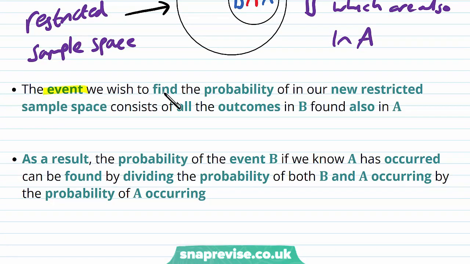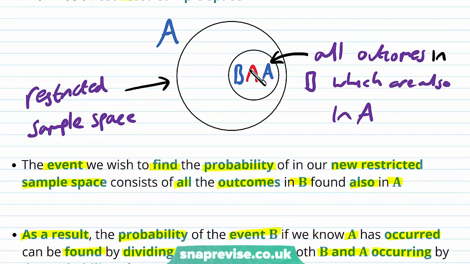The event we wish to find the probability of in our new restricted sample space consists of all the outcomes in B found also in A. As a result, the probability of the event B, if we know A has occurred, can be found by dividing the probability of both B and A occurring by the probability of A occurring. This is because we're dealing with our restricted sample space, and we'd like to know the ratio of the probability of the outcomes being in here over the outcomes being in the whole of A.